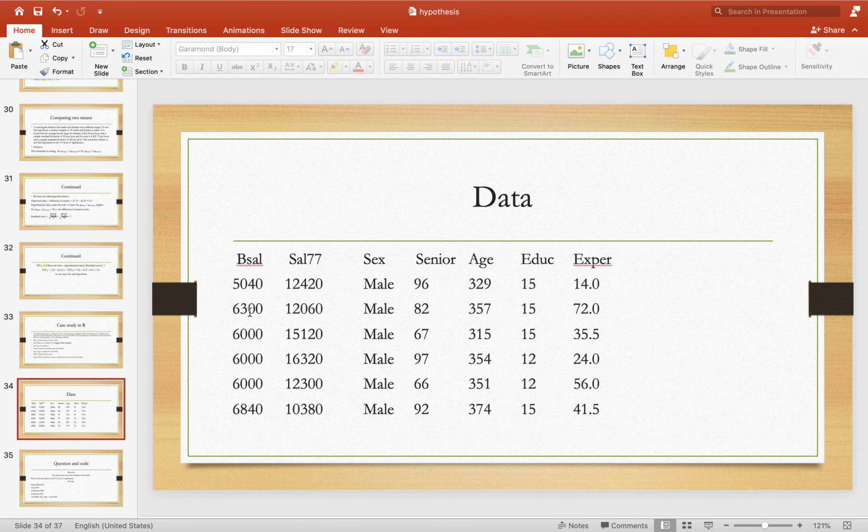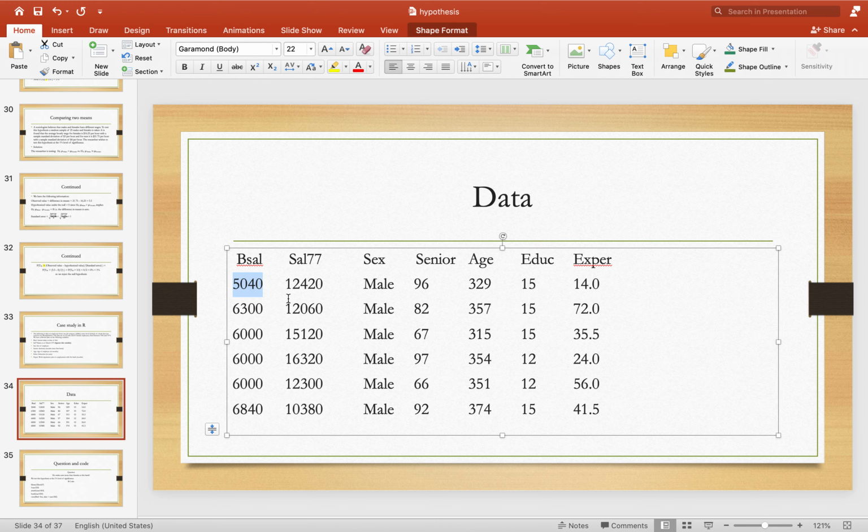This is the data. So base salary is given here. You have the sex, you have the seniority, the age, the education, and the experience. The seniority is measured in months, so is the age, so keep that in mind. One thing to keep in mind is, this 50-40, for instance, doesn't resemble a realistic starting salary today, but this is real data, and you have to consider that this was data taken from the 1960s and 70s, okay?